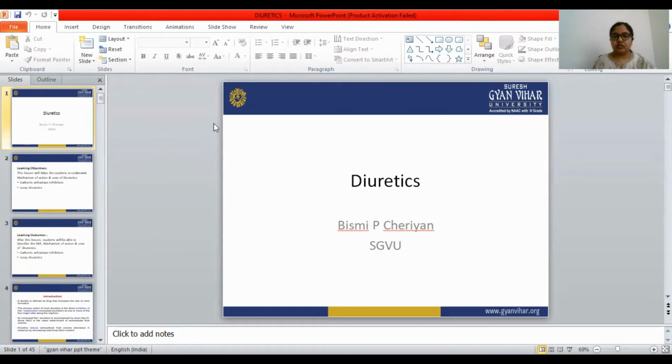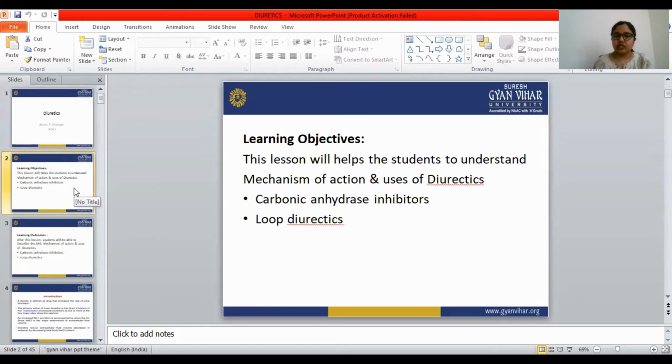Today I am going to discuss the chemistry of the diuretic drugs. The learning objective of this lesson is to help students understand the mechanism of action and the uses of the diuretics, mainly the carbonic anhydrase inhibitors and the loop diuretics. So I am discussing, in this session, the carbonic anhydrase inhibitor diuretics and loop diuretics.